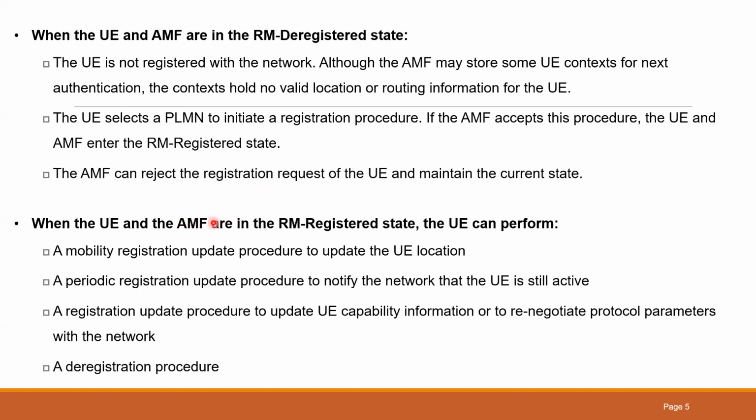And in case the UE and AMF are in RM registered state, mobility registration is done to update the UE location. It can perform a periodic registration update, which we used to call the periodic tracking area update. It can perform a registration update procedure, and it can perform a deregistration procedure. When a user is in registered state, it has valid location information stored in the AMF.